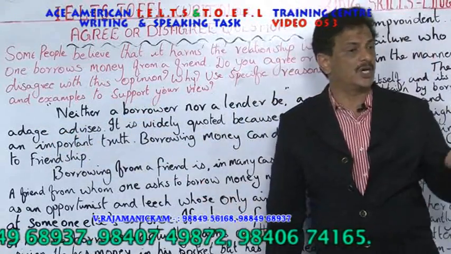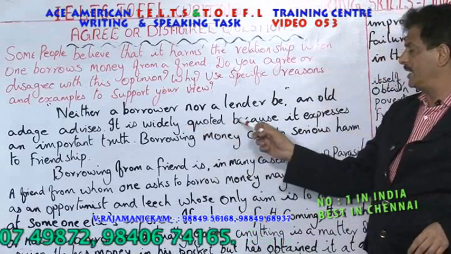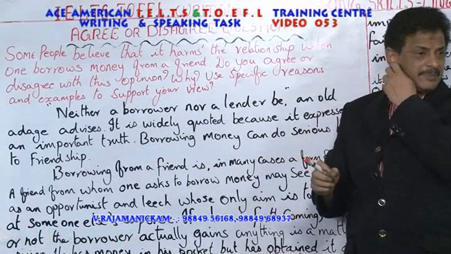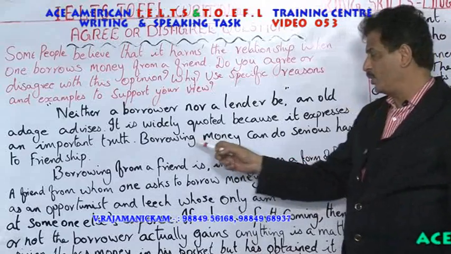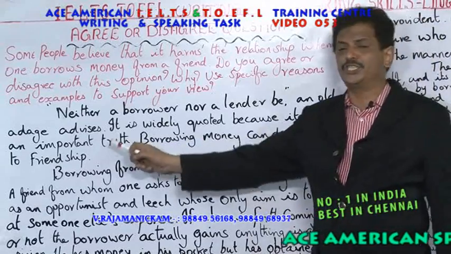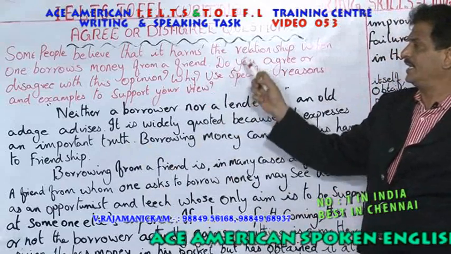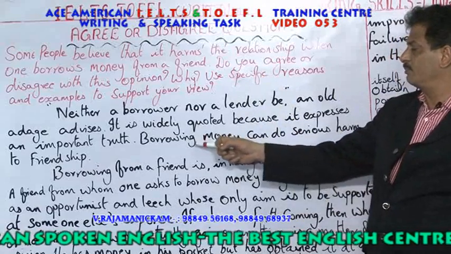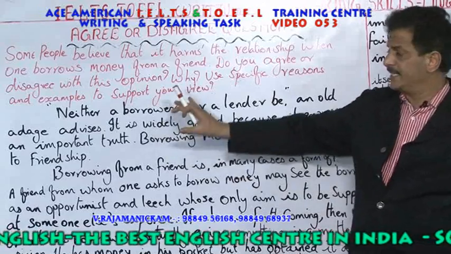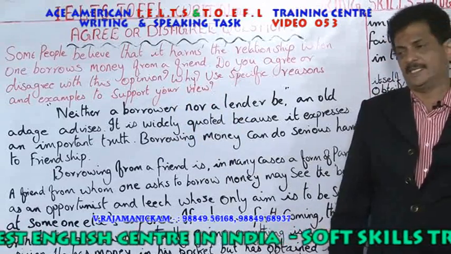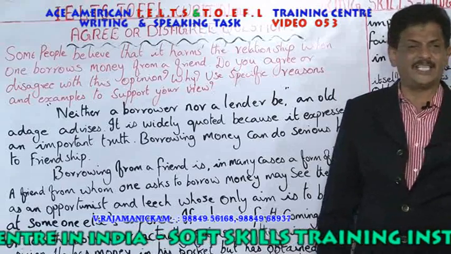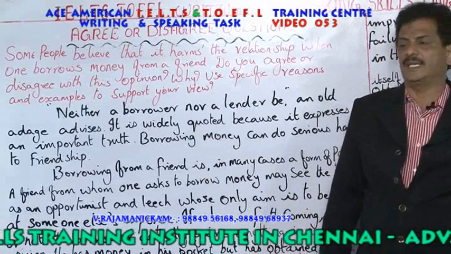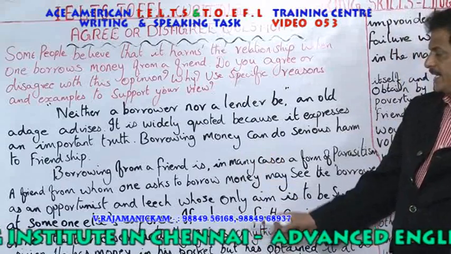So neither a borrower nor a lender be. It is widely quoted because it expresses an important truth. So they are giving an explanation for this. What is that? Borrowing money can do serious harm to friendship. So yes, for the topic. What is the topic? By borrowing money, it spoils the relationship. So borrowing money can do serious harm to friendship. He has started the introduction part with 3 lines, starting with a proverb or adage. He says neither a borrower nor a lender be, and he says definitely it will harm the relationship by borrowing money. Then he comes with an example.